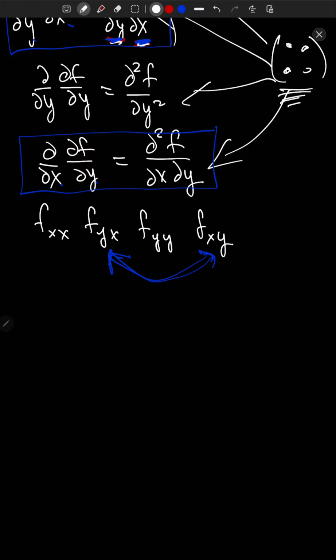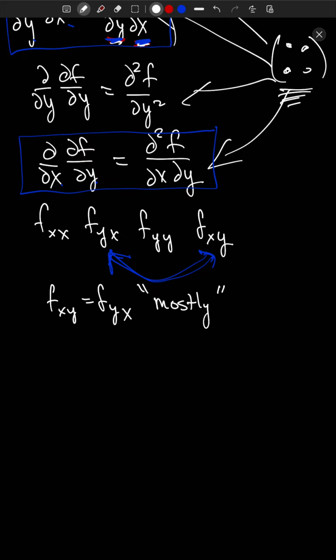Okay, but as far as our class is concerned, for pretty much all the functions that we're going to be looking at, fxy is equal to fyx. All right, so let me write this as mostly. I'm not going to go into it too much, but this is pretty much true for most of the functions we're going to play with. I'm not going to trick you on an exam or anything like that where I give you a function where this doesn't work.